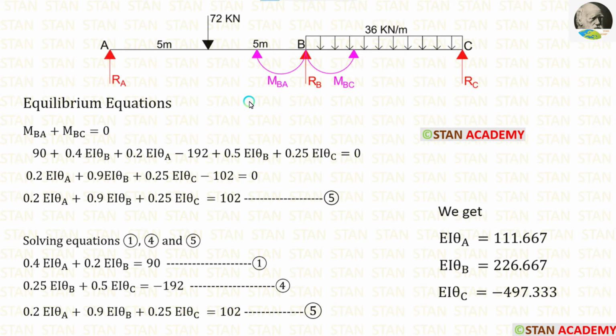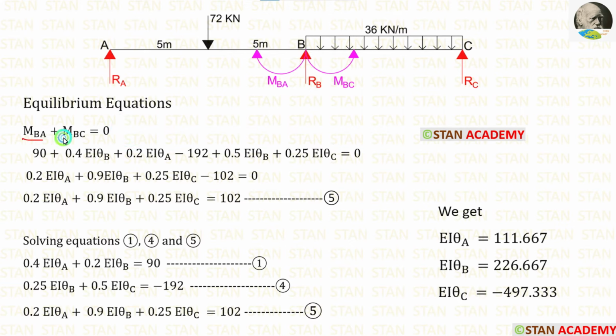Now let us make the third equilibrium equation. We already saw the third equilibrium equation, which can be made in the joint B. In the joint B, we are having two moments, MBA and MBC. The summation of these two moments will be 0.